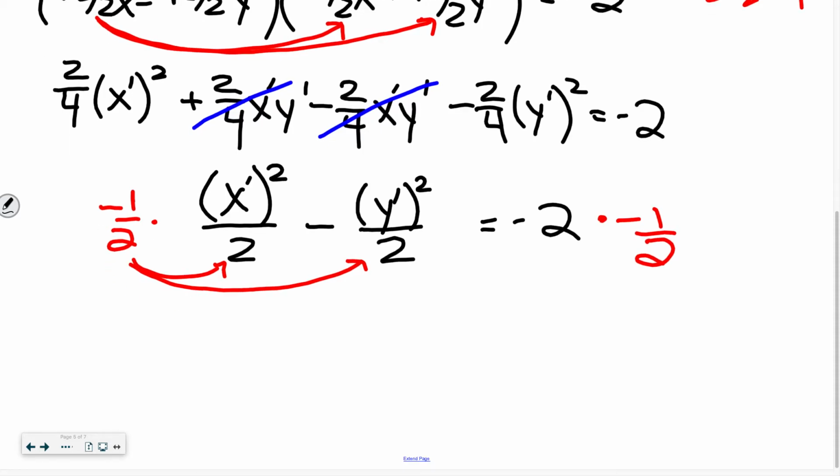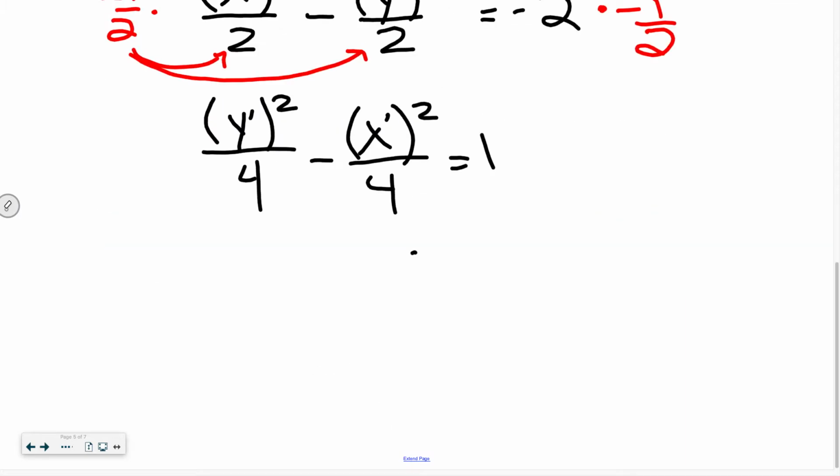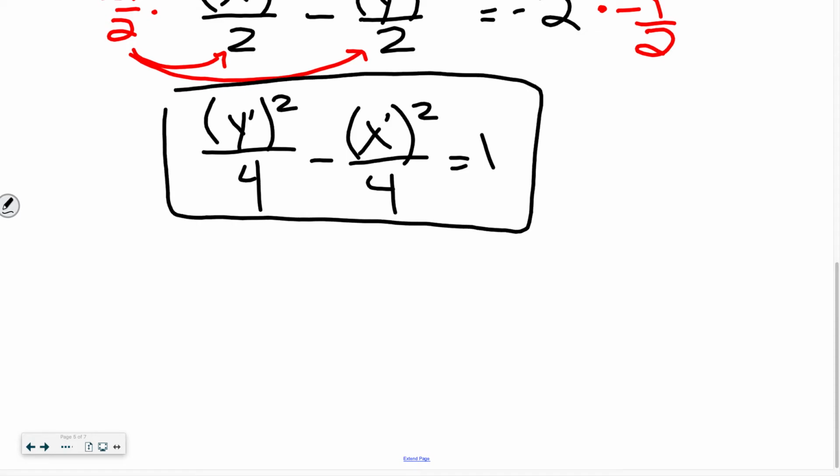So I'm going to rearrange it. I'm going to put the positive one first. So I'm going to write it as y prime quantity squared over 4 minus x prime quantity squared over 4, and that equals 1. Does that look like an equation of a hyperbola? Sure does. What's my center point? The origin, 0, 0.